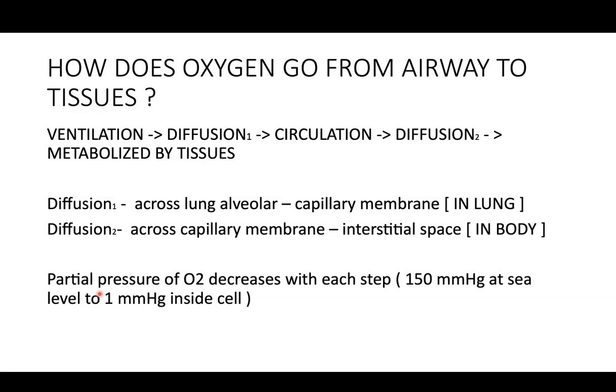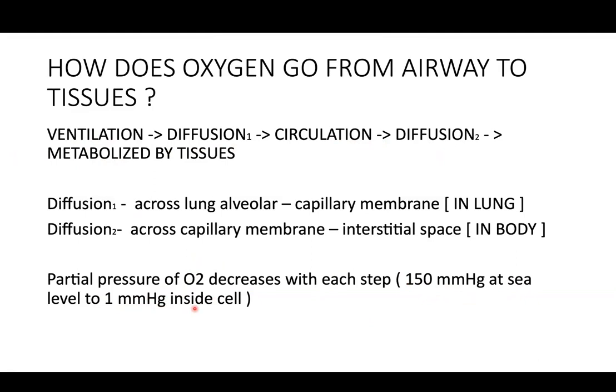So outside at sea level, basically in the atmosphere, it's 150 millimeters of mercury at sea level, right? You don't need to know the values, by the way. This is just to explain to you. 150 millimeters of mercury. But when we go through this process of ventilation, diffusion, circulation, diffusion again, metabolized by tissues, we have 1 millimeter of mercury present inside the cell. Only 1 millimeter of mercury of oxygen reaches the cell.